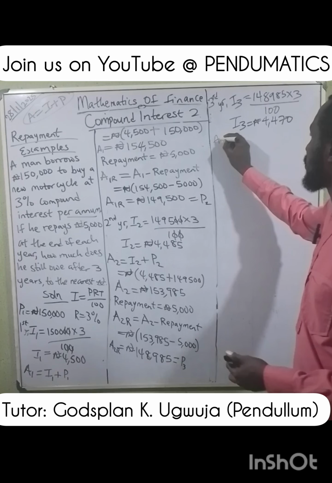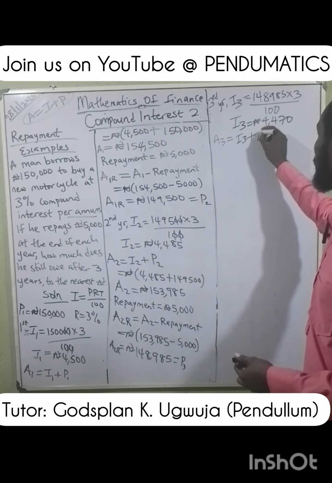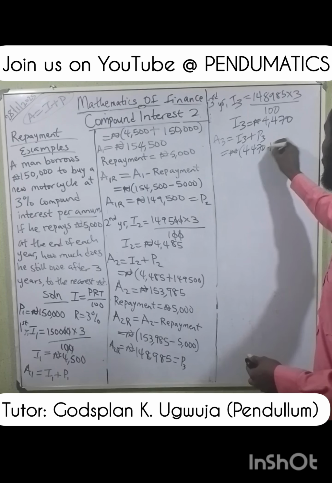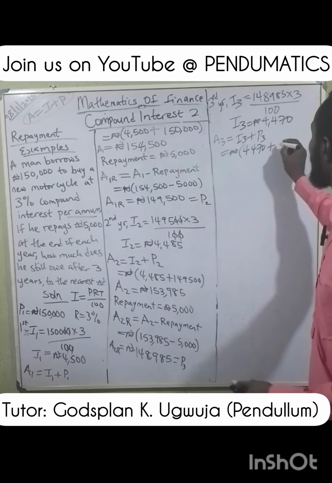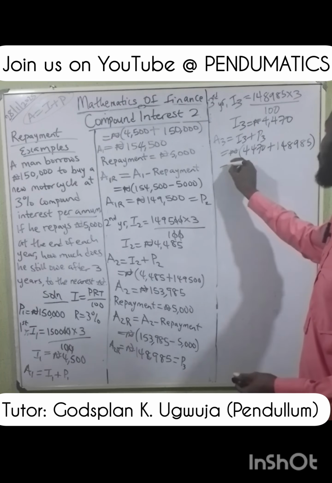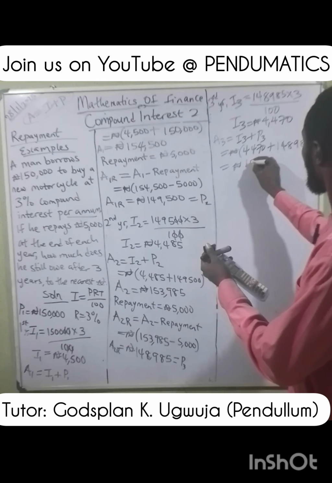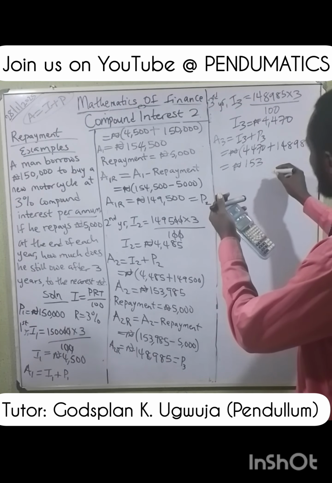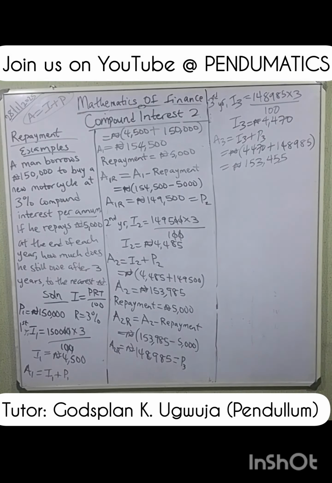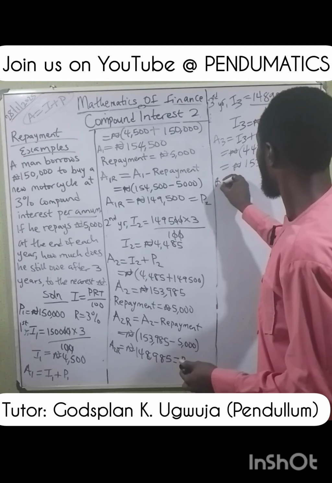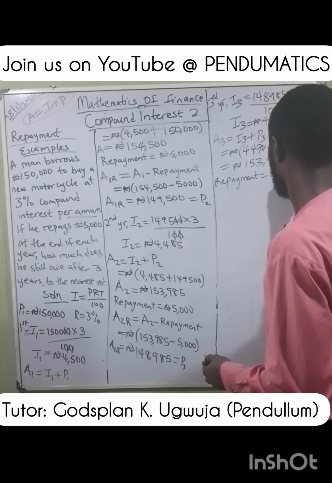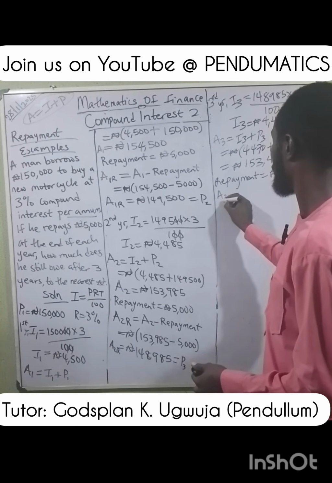Now the amount at the end of the third year is I3 plus P3. And I3 here is 4,470. P3 is 148,985. This will give me 153,455 naira. Okay, now this is the amount at the end of the third year. Repayment again. Remember, he paid every year 5,000.